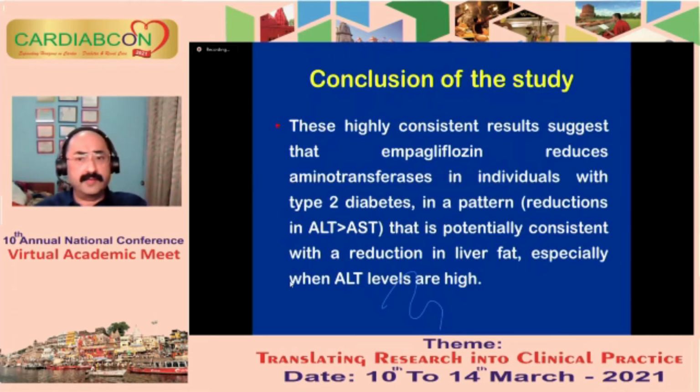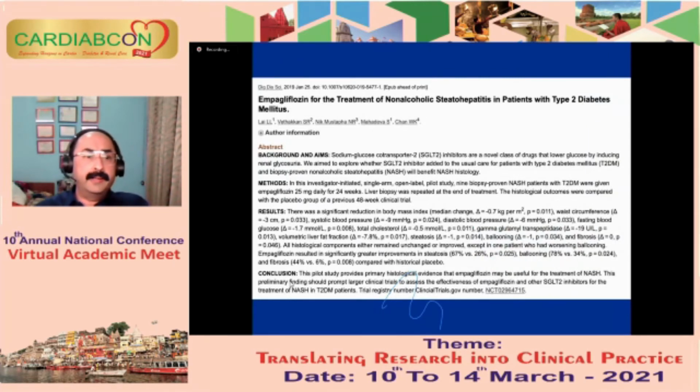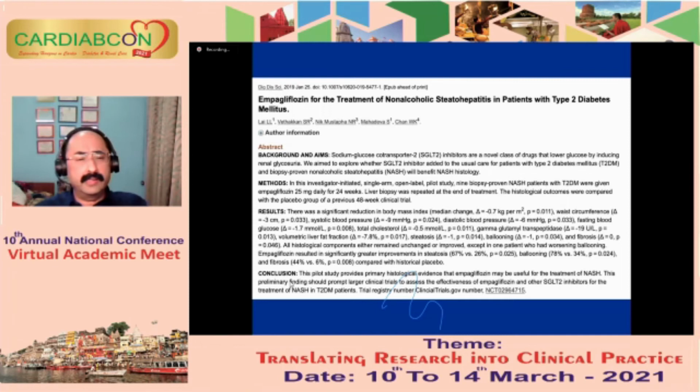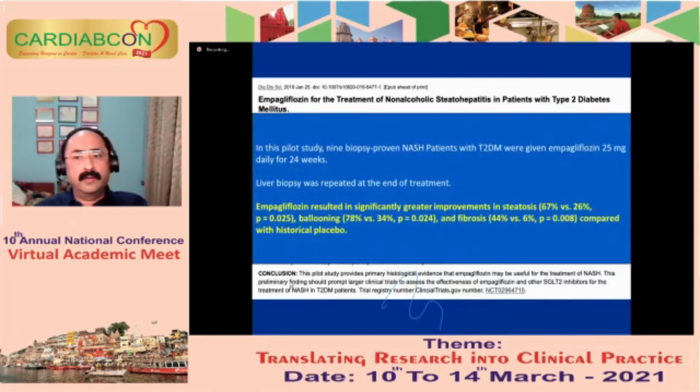So I've already summarized the study, and now, obviously, you cannot go around doing liver biopsies, but this very small study of about 9 patients or so were followed up by liver biopsy prior to starting empagliflozin. They were all type 2 diabetics. Over 24 weeks, there was a significant reduction in steatosis with just 24 weeks of empagliflozin.